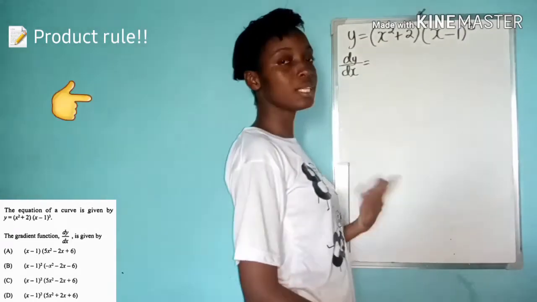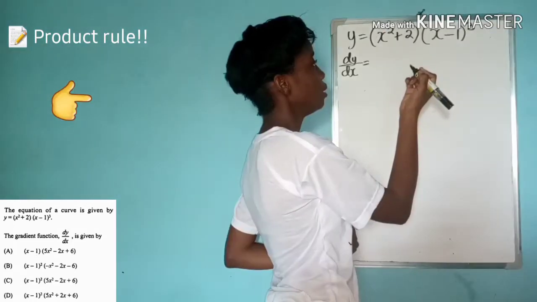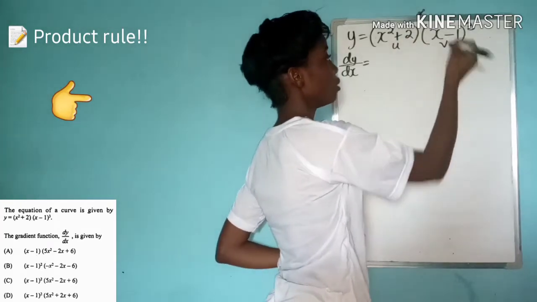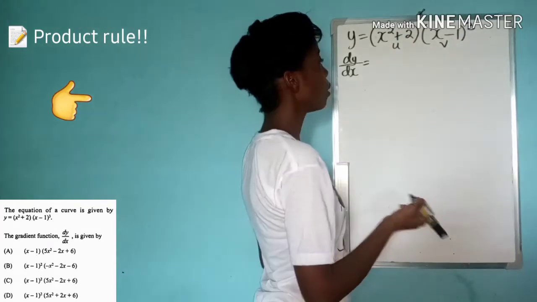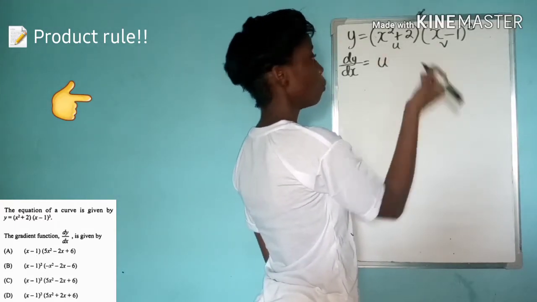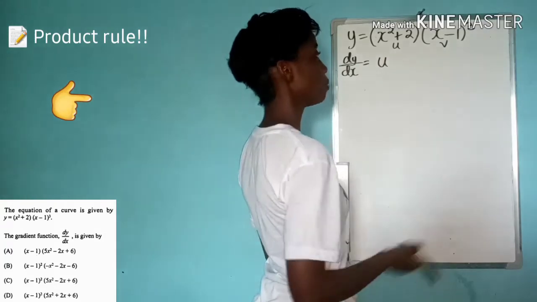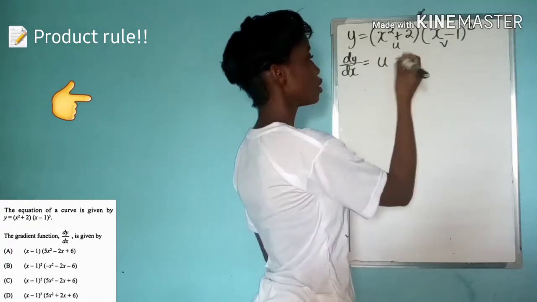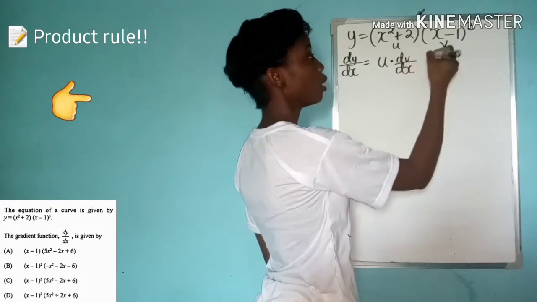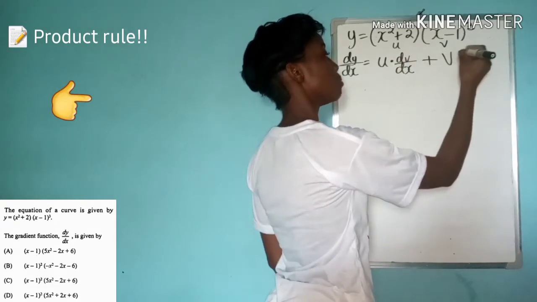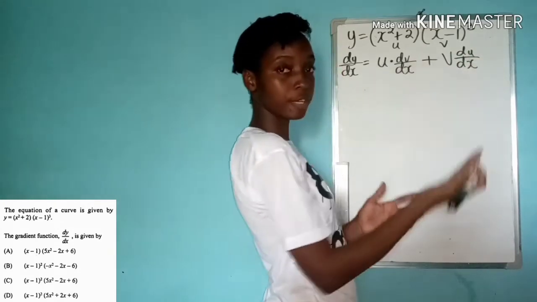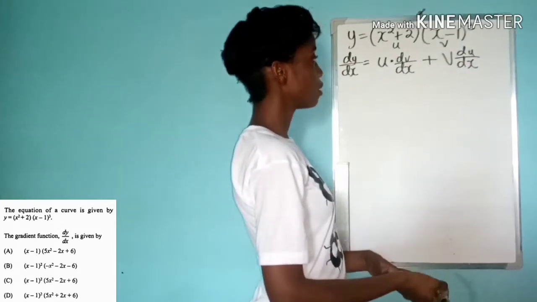And so here we go. This is simply what the product rule says. Let us say our first function, we call it u, and our second function, we call it v. Our product rule says our derivative is going to be the first function times the derivative of the second function plus the second function times the derivative of the first, or vice versa. It's addition and it doesn't matter, right?